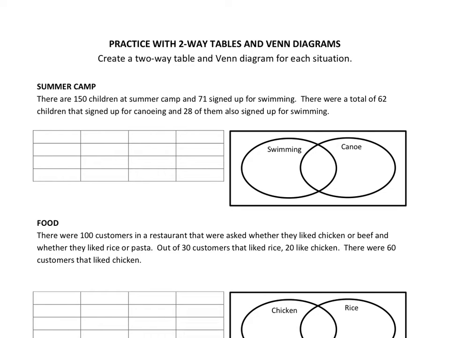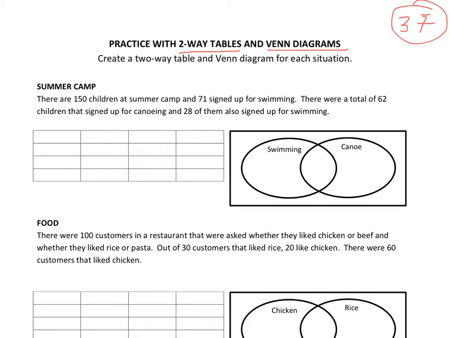Hi everybody. We're going to be doing a little bit of a fusion here. We're going to be taking a look at how two-way tables and Venn diagrams can be working together. And so I need you to turn to page 37. And on page 37, we're going to be taking some notes.